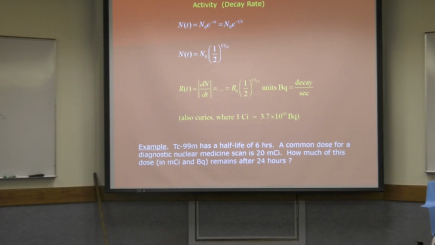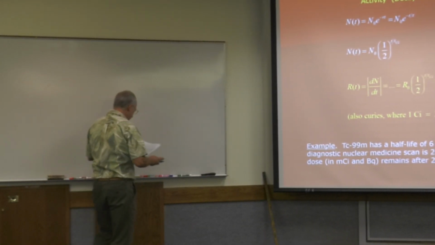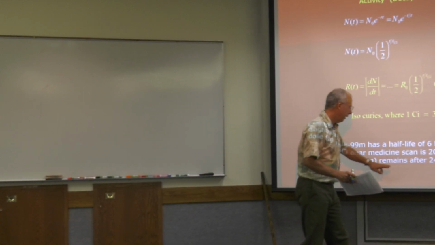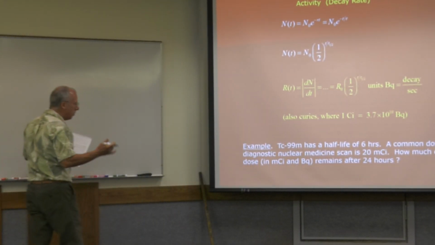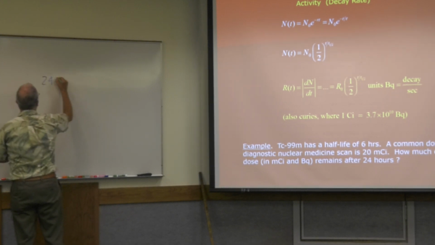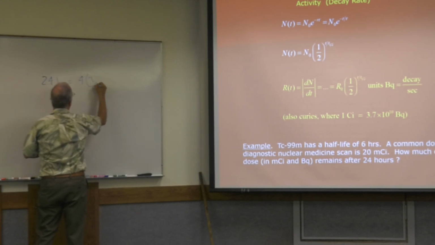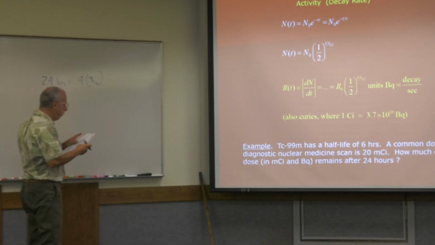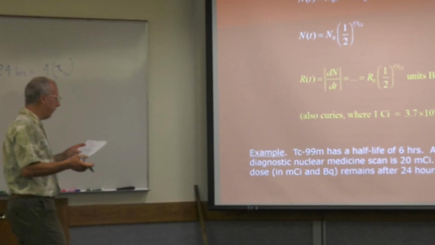Now, there's a hard way to do this and an easy way to do this. And I like doing things the easy way. So I'm going to show you the easy way. So the half-life is 6 hours, and we want to know how much is going to remain after 24. Well, look at those numbers. They are awesome. So 24 hours is 4 times the half-life, right? Half-life is 6 hours. So 24 hours is 4 half-lives.